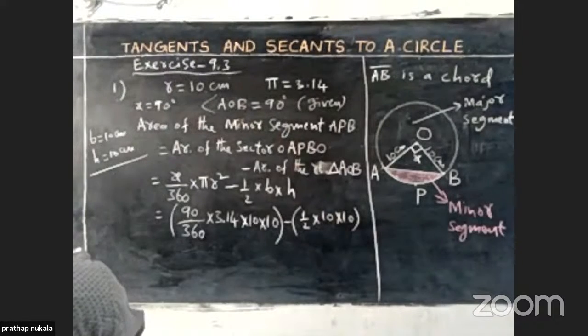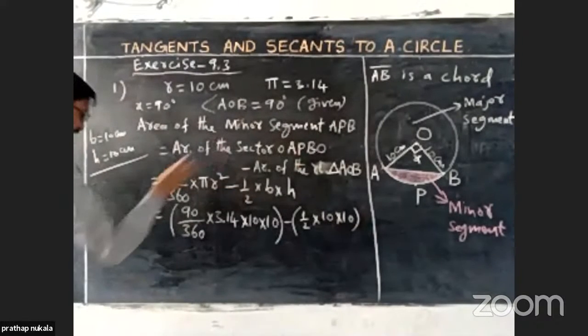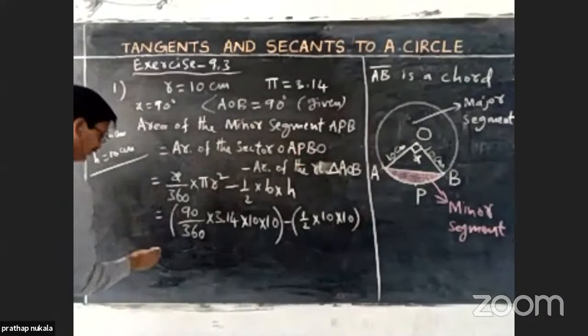Now simplify. R square means R into R. R is 10, 10, 10. Here for the triangle, base and height value we have substituted.